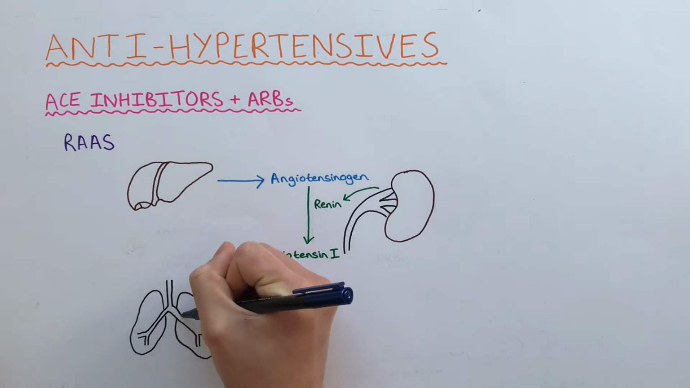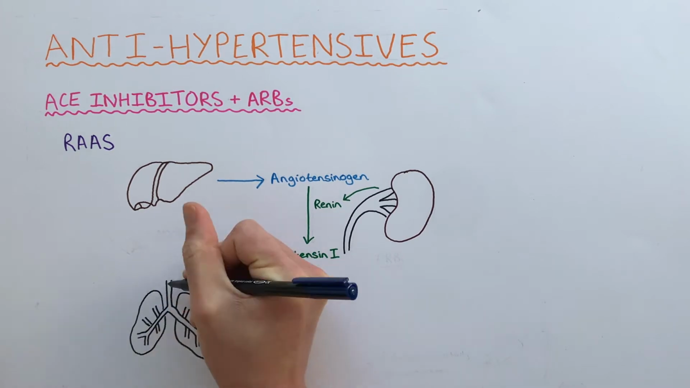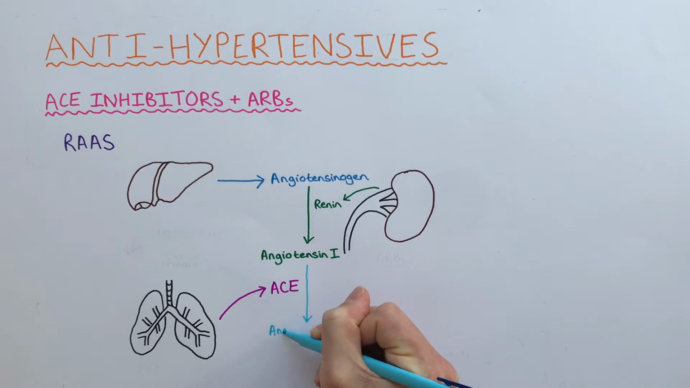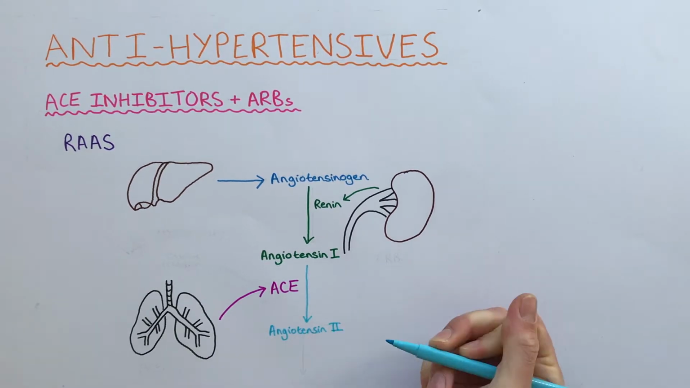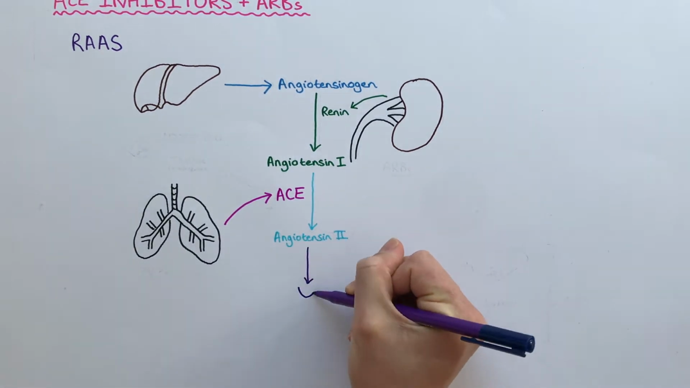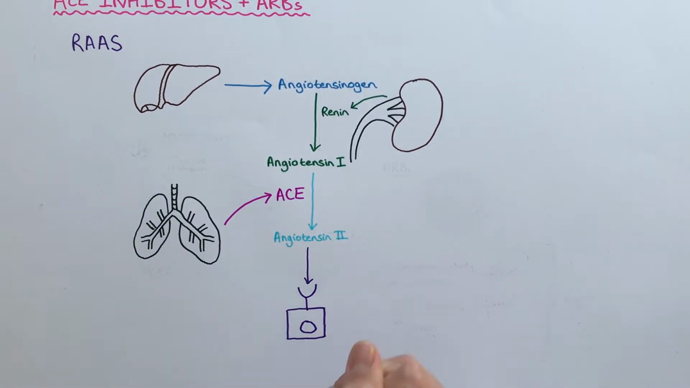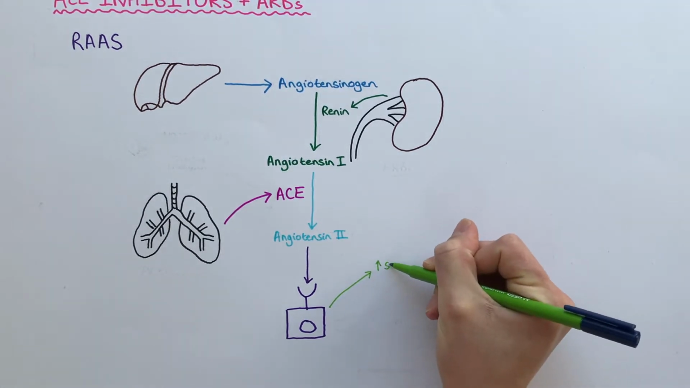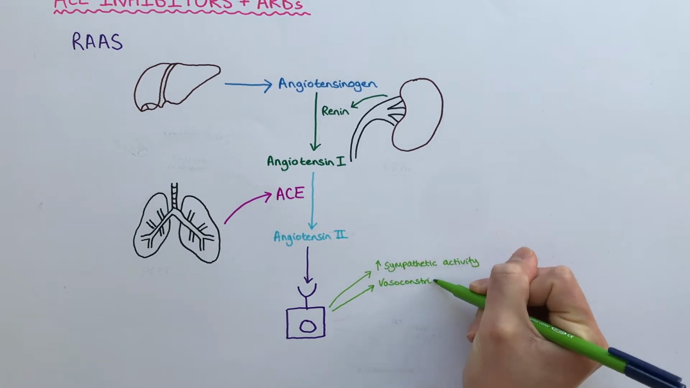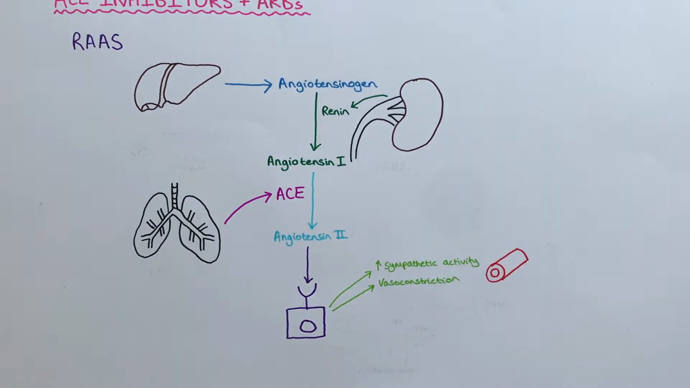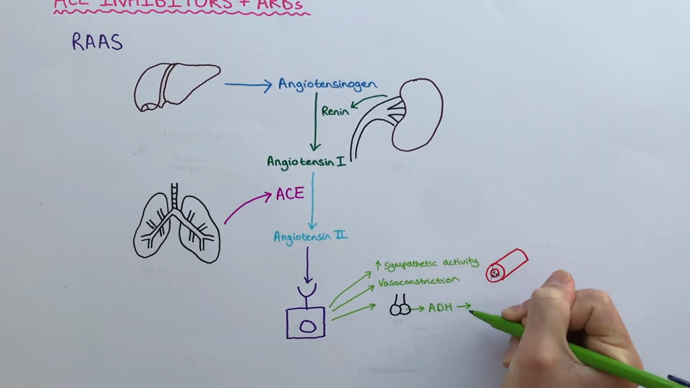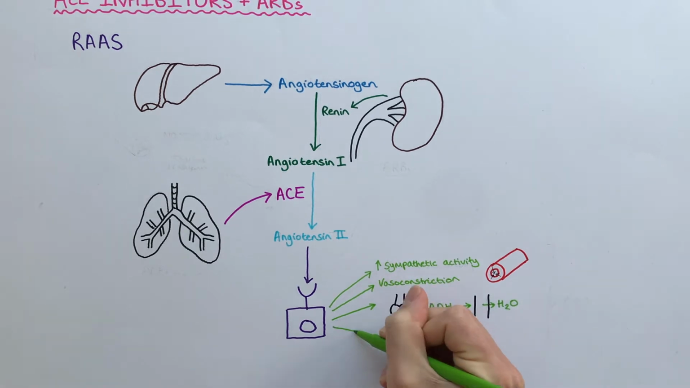Principally in the capillaries of the lungs is an enzyme named ACE. ACE converts angiotensin 1 into angiotensin 2. Angiotensin 2 then binds to angiotensin 2 receptors on target cells, resulting in several different effects. It leads to an increase in sympathetic activity, vasoconstriction of arterioles, ADH secretion from the posterior pituitary resulting in water reabsorption in the collecting duct.